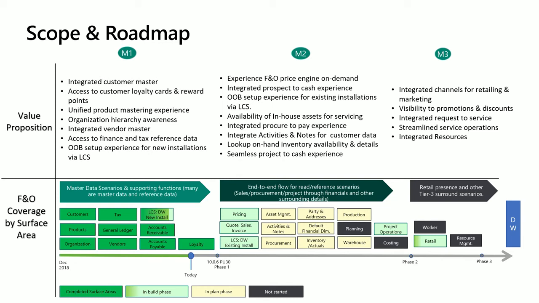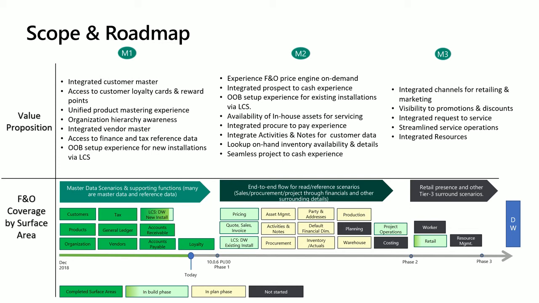Now, as part of dual-write, we are explicitly introducing a vendor concept, because this is going to complement the purchase order or purchase requisition flows that we will be introducing in phase 2. Okay. And then we are exposing financial and tax reference data on CDS, and we have an out-of-the-box setup experience that is coming through LCS. So, this is the phase 1 value proposition that we are providing.